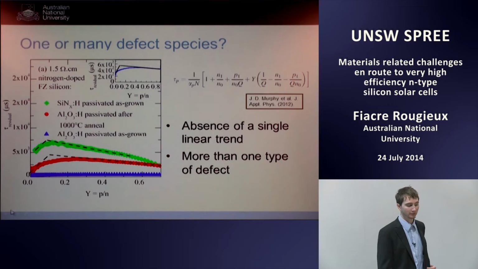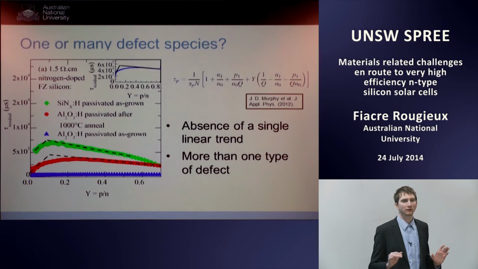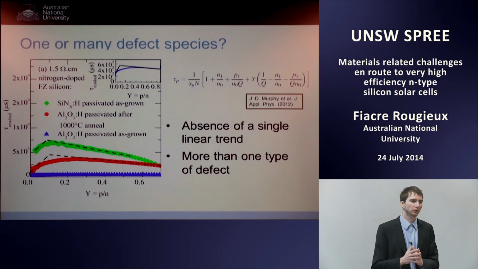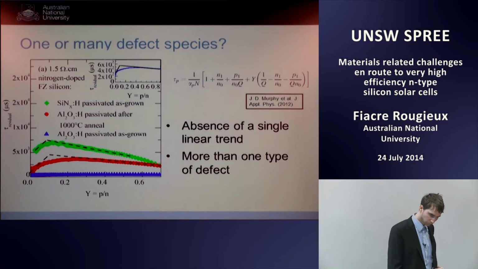Well, when we did this analysis on our lifetime curve, and you can see here for the silicon nitride or aluminum oxide, we find a bilinear trend. So there was no one single trend, there were multiple trends. And this tells us that potentially there's more than one type of defect in these wafers, meaning potentially VN2 or a V2N. We don't know the exact nature, but we know there's more than one type of defect.